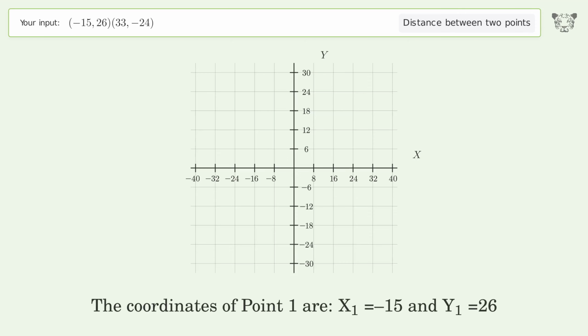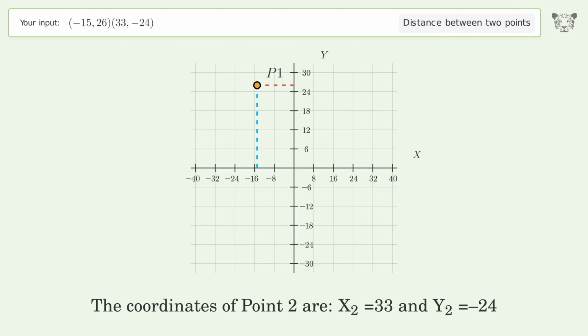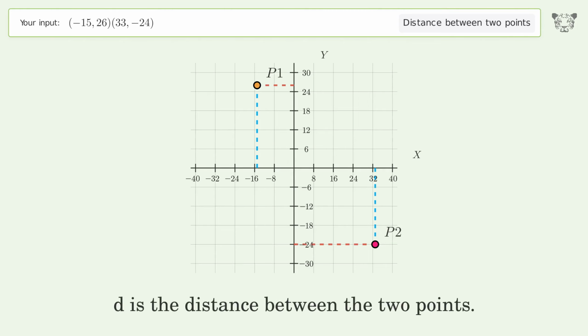The coordinates of point 1 are, x1 equals -15 and y1 equals 26. The coordinates of point 2 are, x2 equals 33 and y2 equals -24. D is the distance between the 2 points.